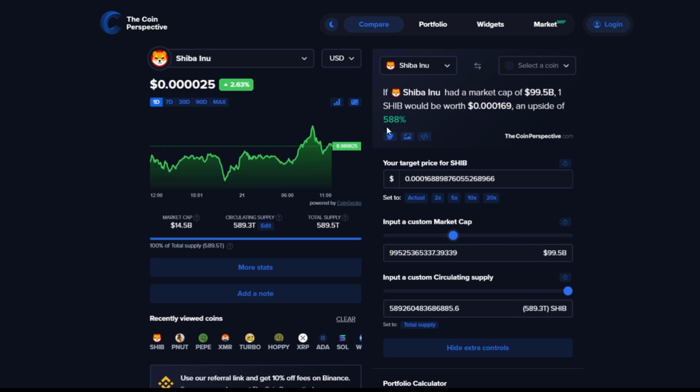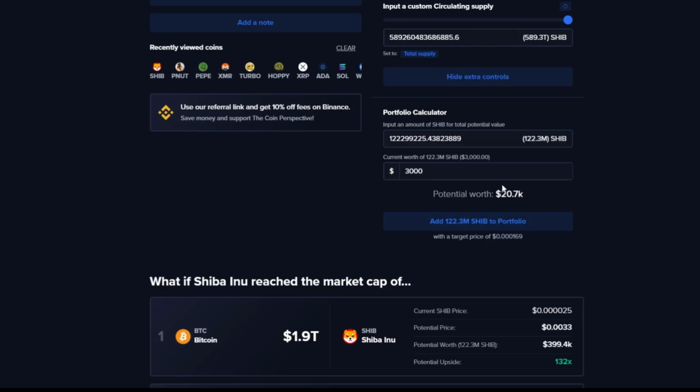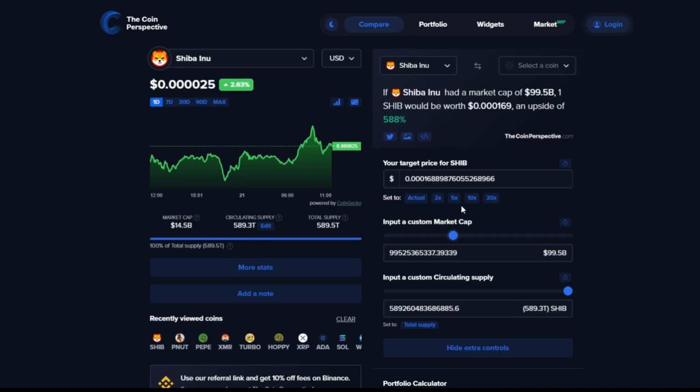This would be an upside of 588%. So that same $3,000 is potentially worth $20,000. That is great. So if you had your $3,000 sitting in SHIB, just holding on, and you wait, and it goes to a $100 billion market cap, I think it can probably get to about an 80 to 100.